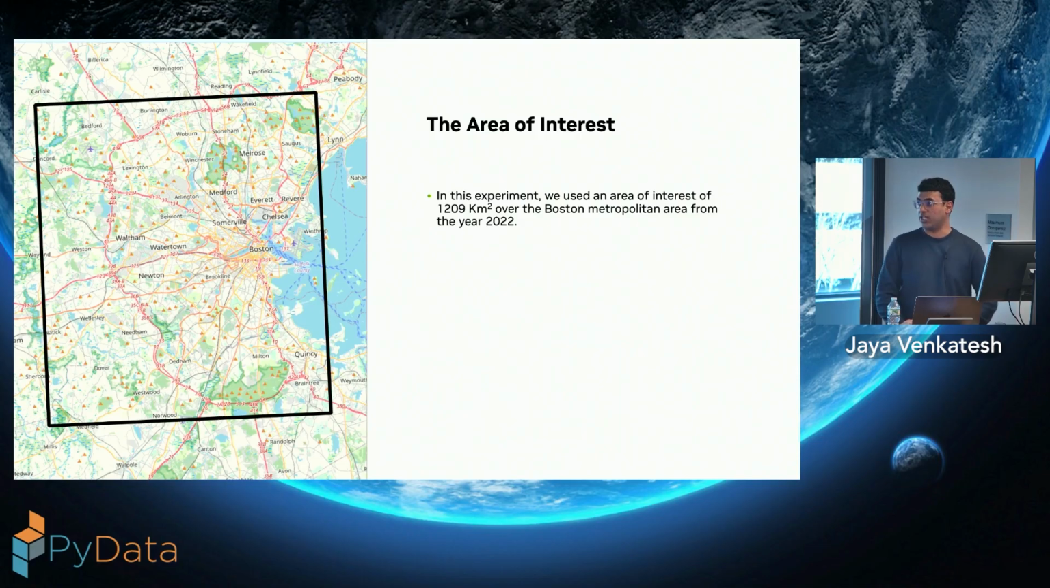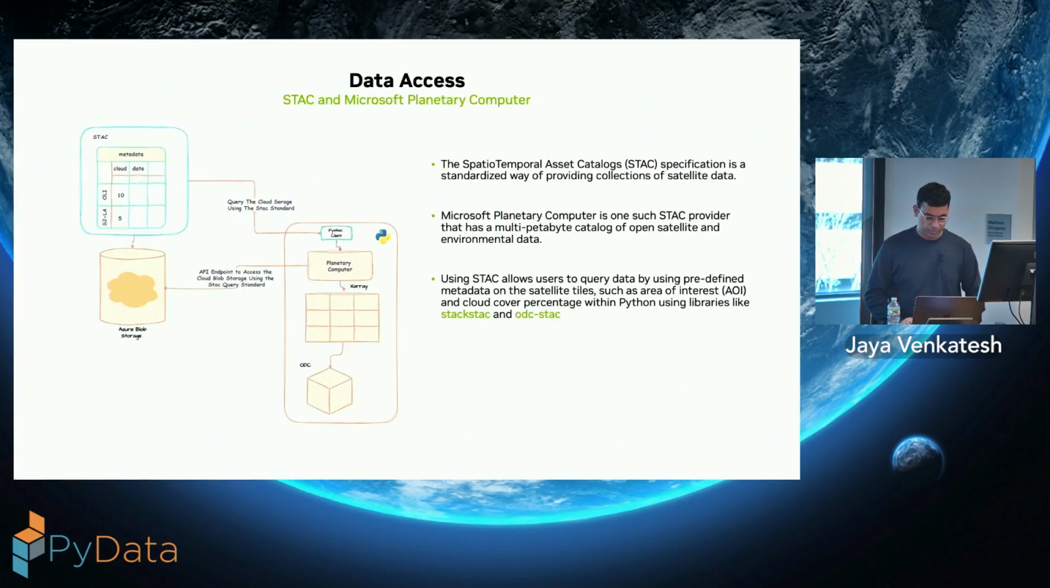Because we are at PyData Boston, for the area of interest, we just chose the Boston metropolitan area from the year 2022. This is the square we drew around the metropolitan area to get some parts upstate and the general metropolitan area itself.